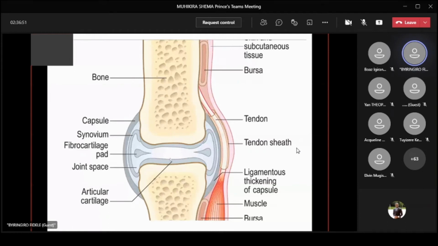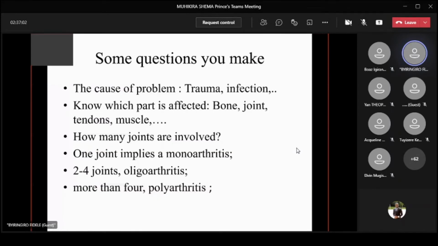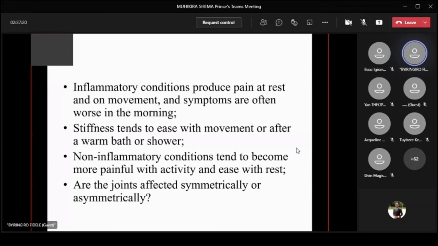It's very important to understand this anatomy before you go through examination of the musculoskeletal. So some questions you may ask are, what is the cause of your pain? Is it a trauma or infection? You have to know which part is affected, the bone, the joint, the tendons, or the muscle. How many joints are involved? One joint implies a monoarthritis. Multiple joints involve oligoarthritis. More than 4, they are polyarthritis. Inflammatory conditions produce pain at rest and on movement, and symptoms are often worse in the morning. Stiffness tends to ease with movement or after a warm bath or shower, and non-inflammatory conditions tend to become more painful with activity and ease with rest.